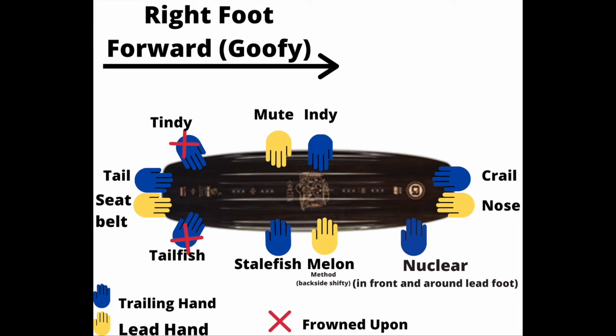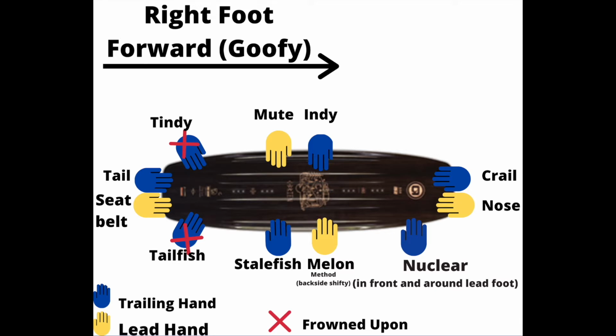an Indy. When you grab the nose of your board with your trailing hand, it's called a Crail. When you reach all the way around past the nose and grab your heel side edge, it's called a nuclear grab. When you reach behind and grab your heel side edge, it's called a stalefish. If you grab a little bit lower, it's called a tailfish, which is frowned upon. If you grab all the way to your tail of your board, it's called a tail grab. And if you grab in between Indy and tail, it's called a Tindy, which is also frowned upon.